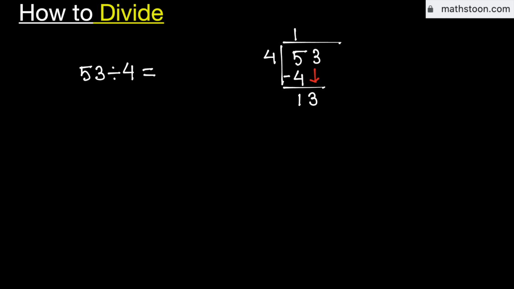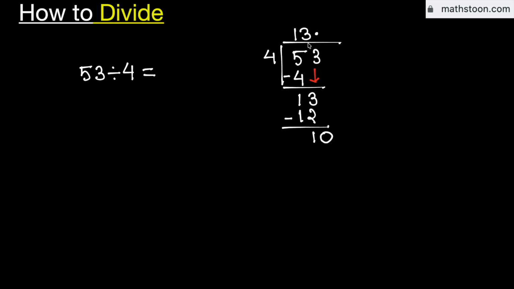And we know that 4 times 3 is equal to 12. Subtract, we get 1. Now look that this 1 is less than 4, but we have no number to bring down here. So in this case, we will borrow 1 0, and for that we need to put a decimal here.